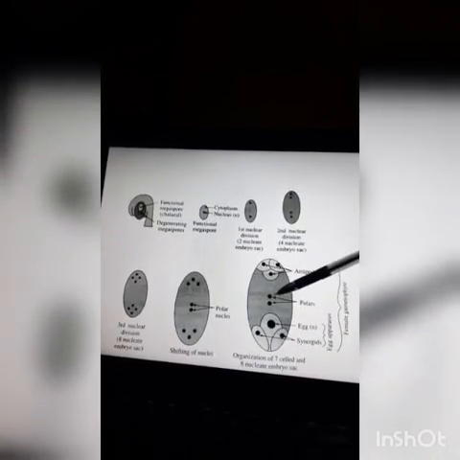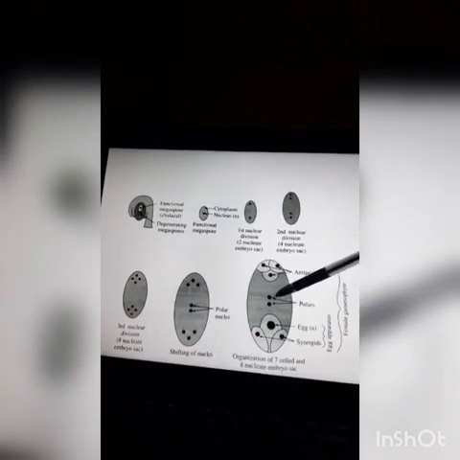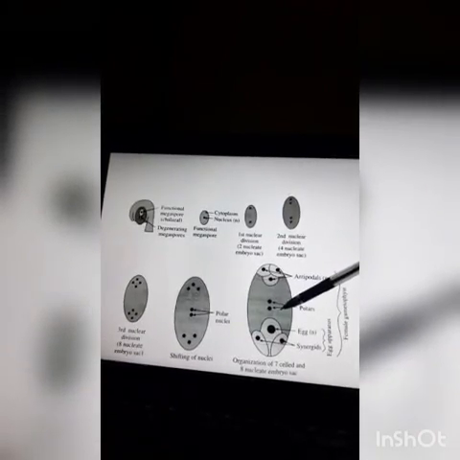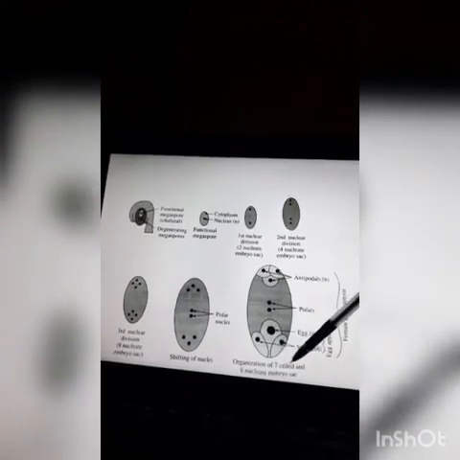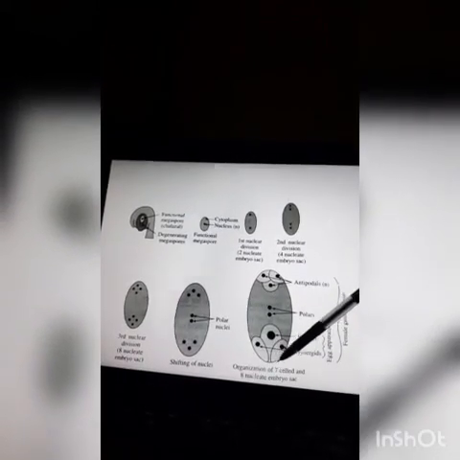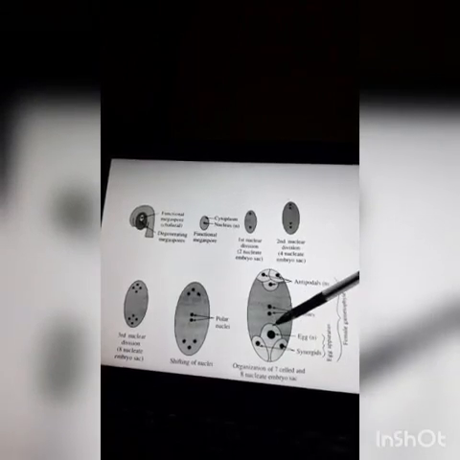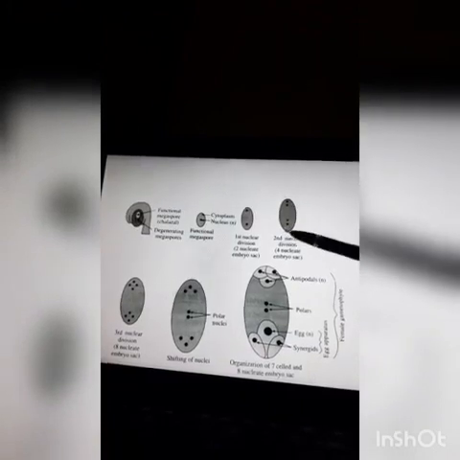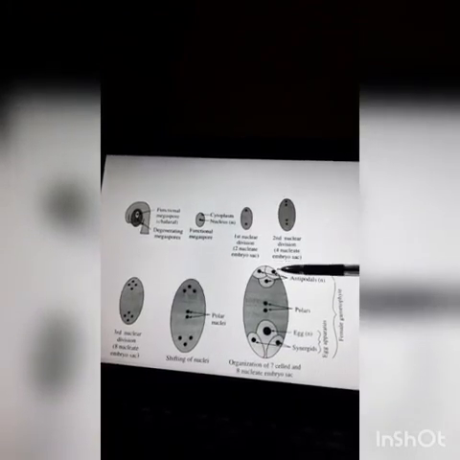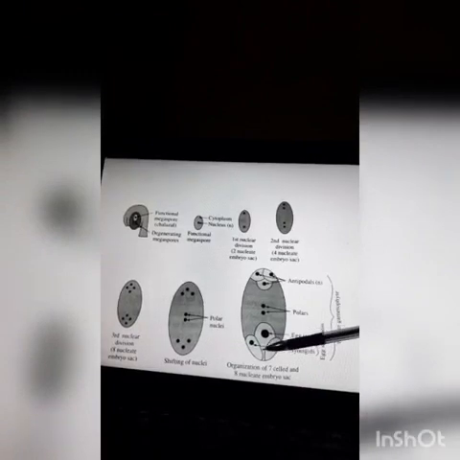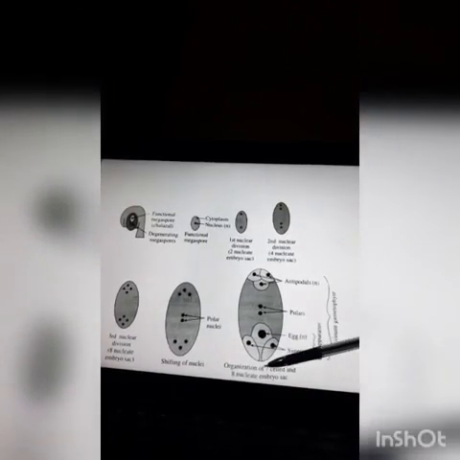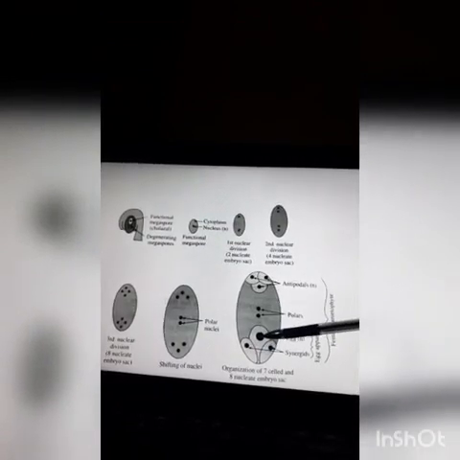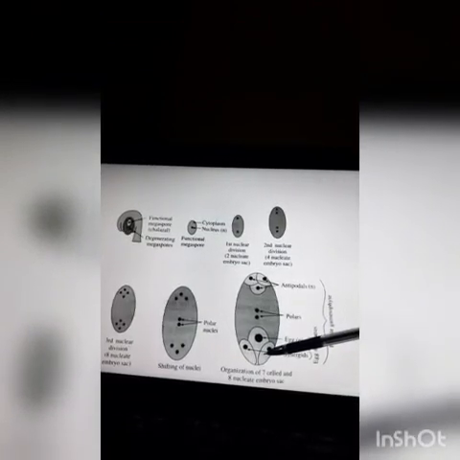The remaining 2 nuclei, called polar nuclei, migrate into the center and form the central cell. Now it is an organization of a 7-celled, 8 nucleate embryo sac. Now it becomes a typical embryo sac. Clear? So in the embryo sac, 3 cells grouped together at the micropylar end constitute the egg apparatus. This region is known as the egg apparatus, with 2 synergids and 1 egg cell. These 2 are called synergids.